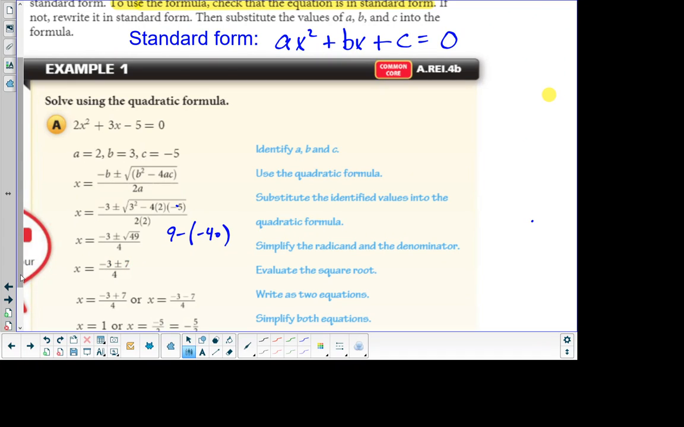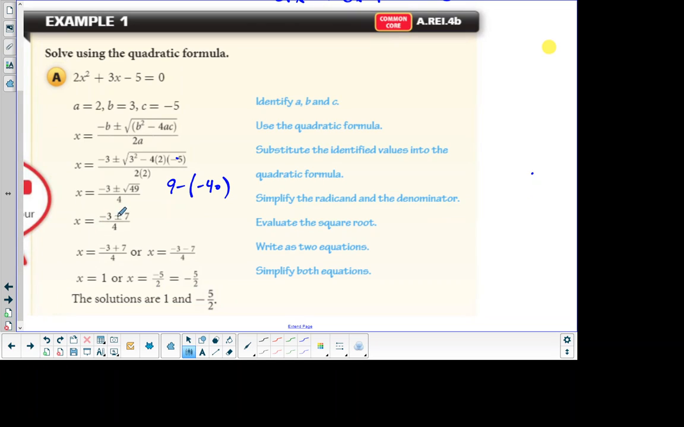So that gives you the two equations. So that means x can be negative 3 plus 7 over 4. That's what they wrote right here. Or x can be negative 3 minus 7 over 4. And that's what they wrote right here. Negative 3 plus 7 is 4. So the first one would be 4 over 4, which simplifies to 1. So they got x equals 1. And then for the second one, negative 3 minus 7 would be negative 10 over 4. And negative 10 over 4 simplifies to negative 5 over 2. So that's why they wrote that the solutions would be 1 and negative 5 over 2.